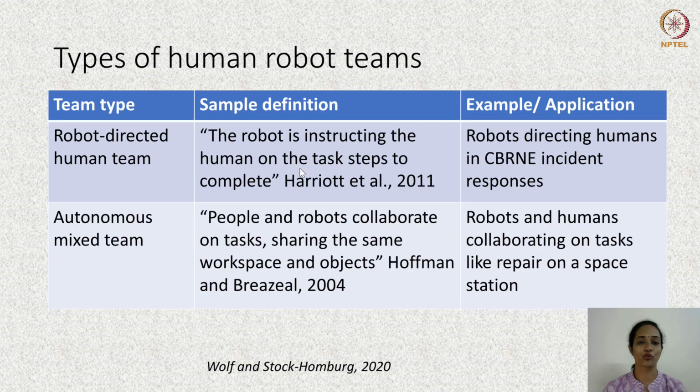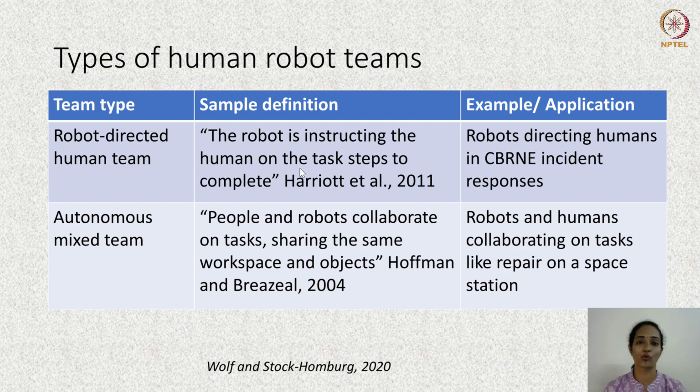The next kind of human-robot team is a robot-directed human team. Here, the robot takes the leadership role, or it gives instructions to its human team members. A very common application of this is in situations where there have been accidents. So, if there has been a chemical, biological, or nuclear accident, we may send in a robot with a lot of sensors. These sensors are used to check the danger involved in the situation, and this information is sent back to the human team member who takes a decision on how to respond.